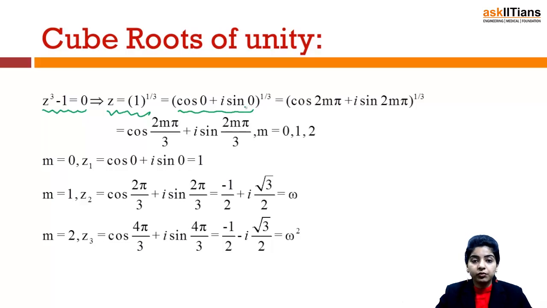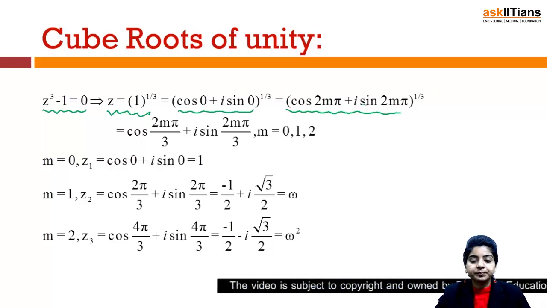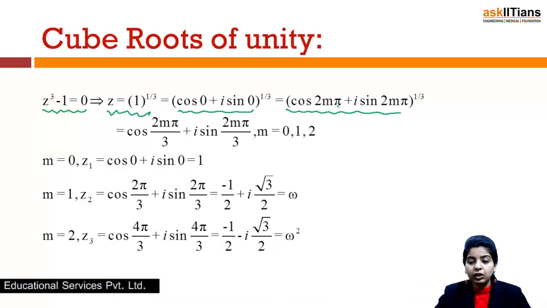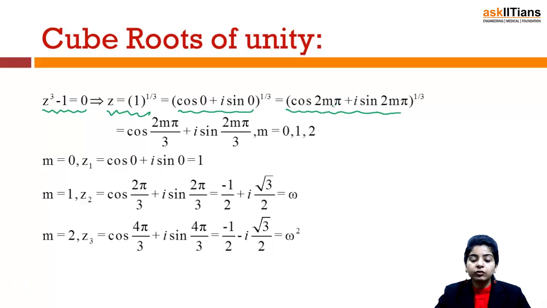If you remember the steps of De Moivre's theorem, this is how we proceeded in order to find the roots. Next, we added 2m pi in the principal argument. 0 was the angle, so we have cos 0 plus 2m pi plus iota times sine 0 plus 2m pi, whole raised to the power 1 by 3. Now apply De Moivre's theorem so that the power gets multiplied with the angle. So 1 by 3 will get multiplied by 2m pi. So we'll have cos 2m pi by 3 plus iota times sine 2m pi by 3, where m will vary between 0, 1 and 2.